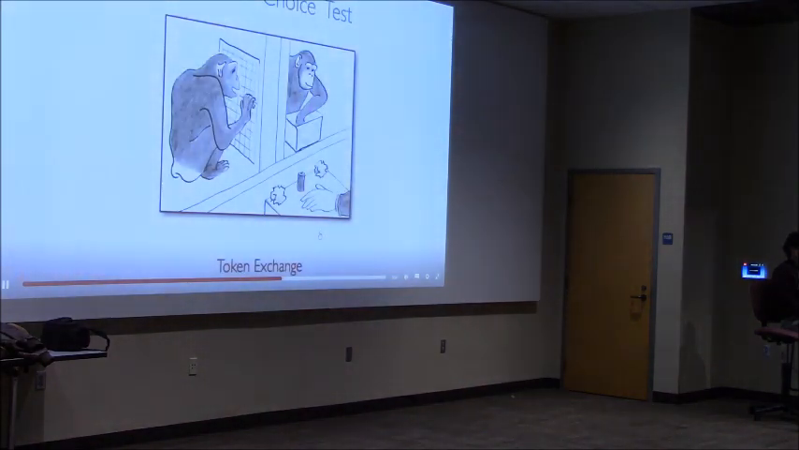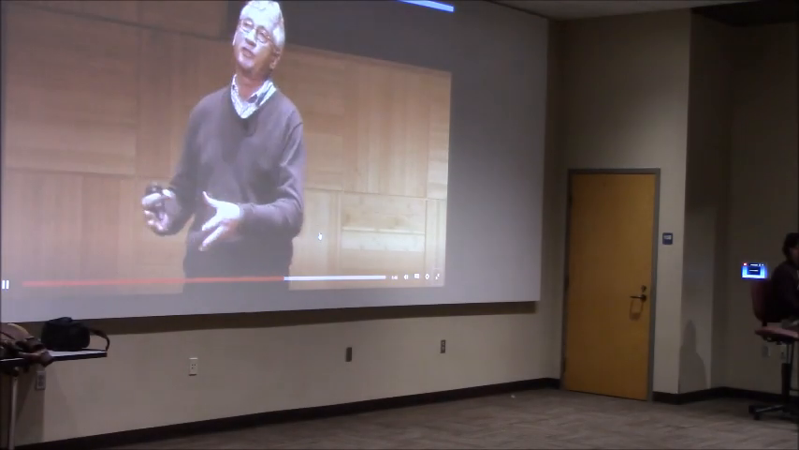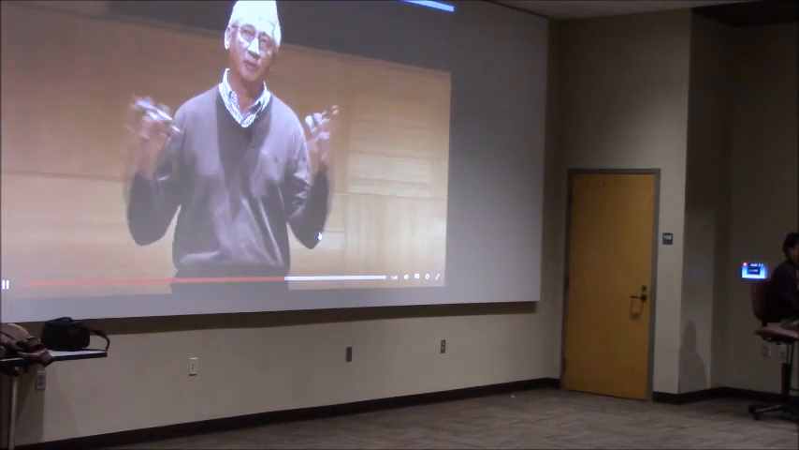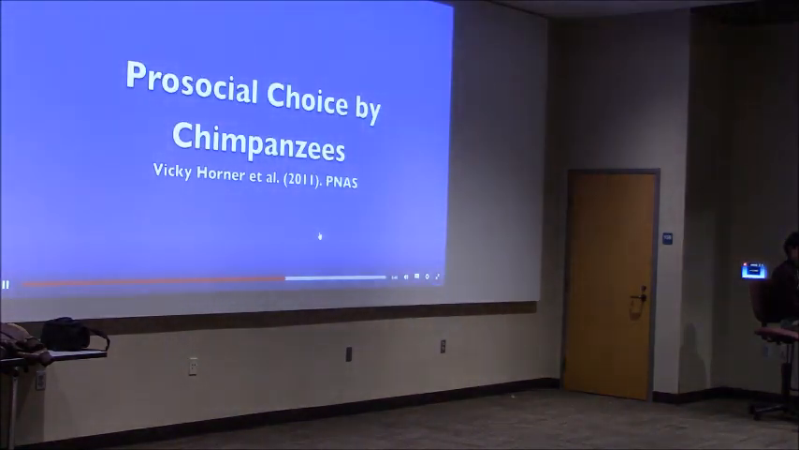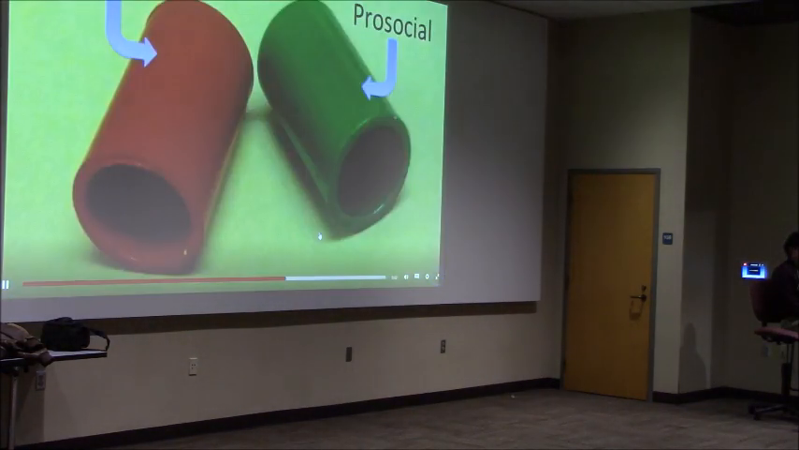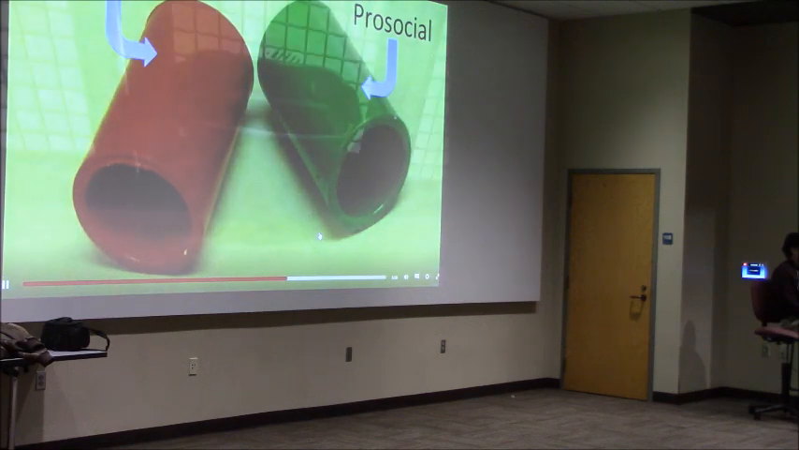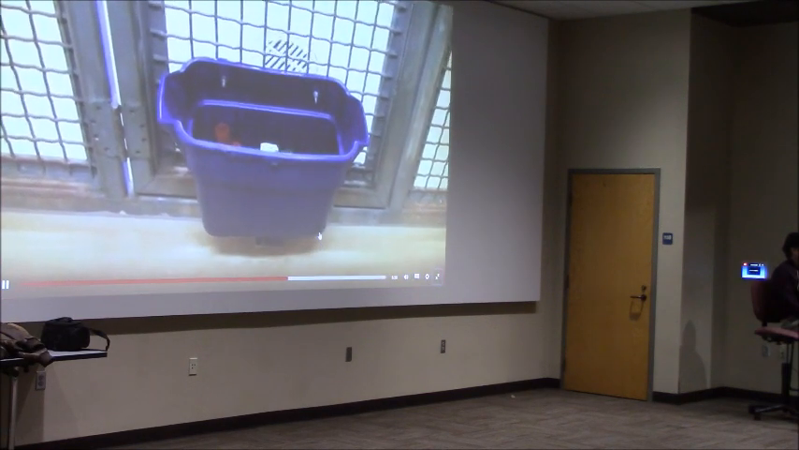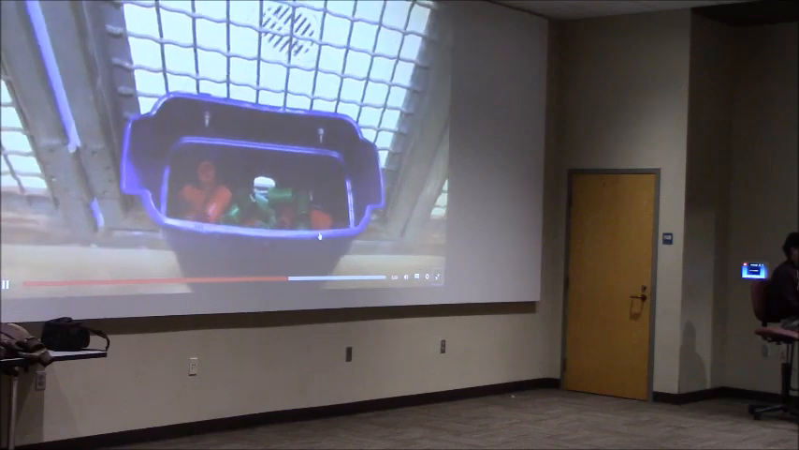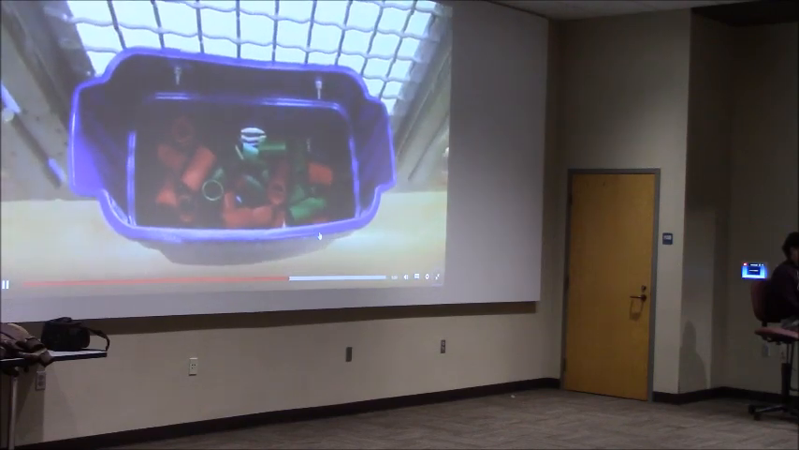In this case, we put 2 chimpanzees side by side, and one has a bucket full of tokens. And the tokens have different meanings. One kind of token feeds only the partner who chooses, the other one feeds both of them. So this is a study we did with Vicky Horner. And here you have the two color tokens. So they have a whole bucket full of them. And they have to pick one of the two colors. You will see how that goes.